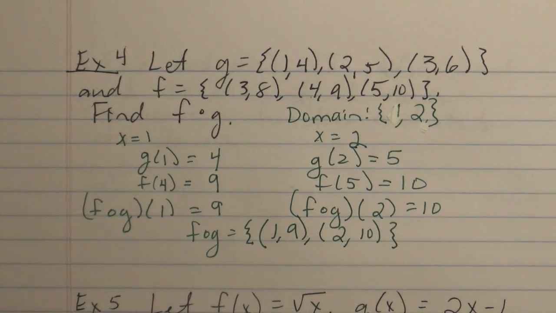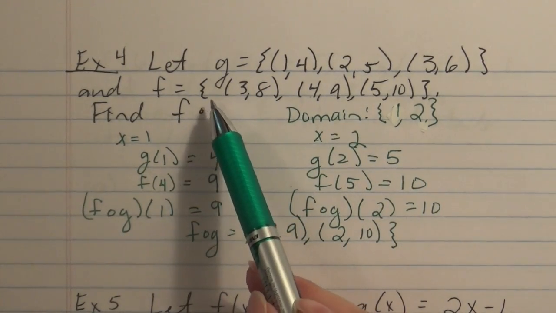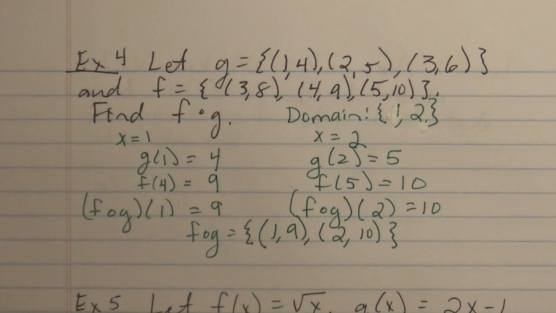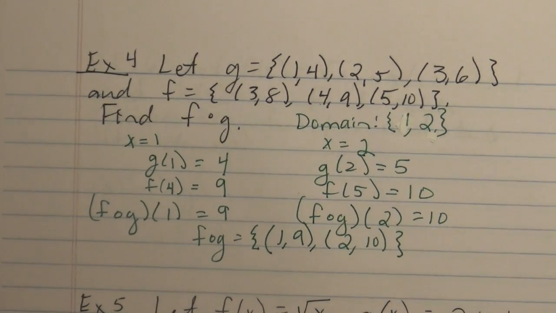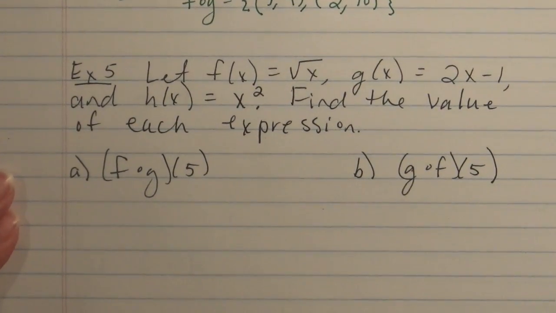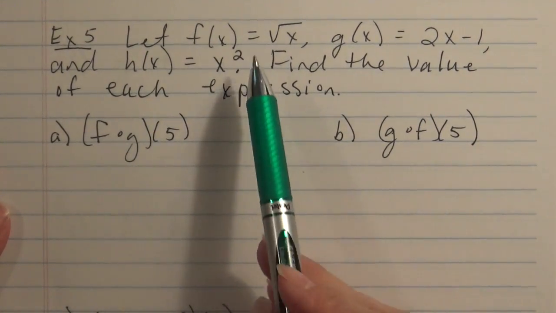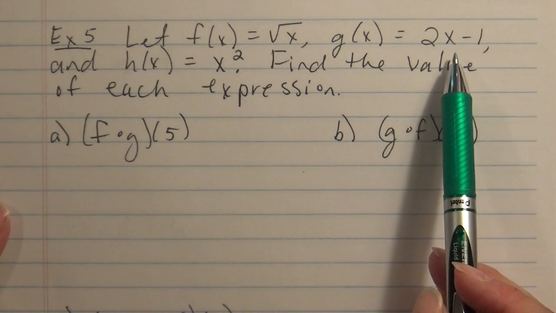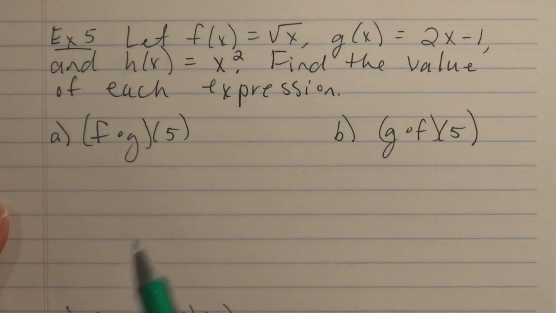Alright, again, watch that again if you need to see it again. Long story short, composition function, you're taking the function on the right, substituting it into the function on the left. In example 5, we're doing a very similar procedure, but now we're working with equations instead of lists of ordered pairs. Alright, so in example 5, we have f of x equals the square root of x, g of x equals 2x minus 1, h of x equals x squared. Find the value of each expression.